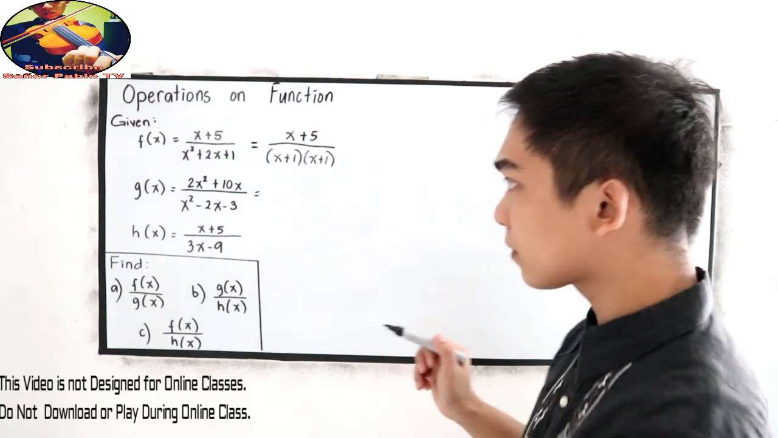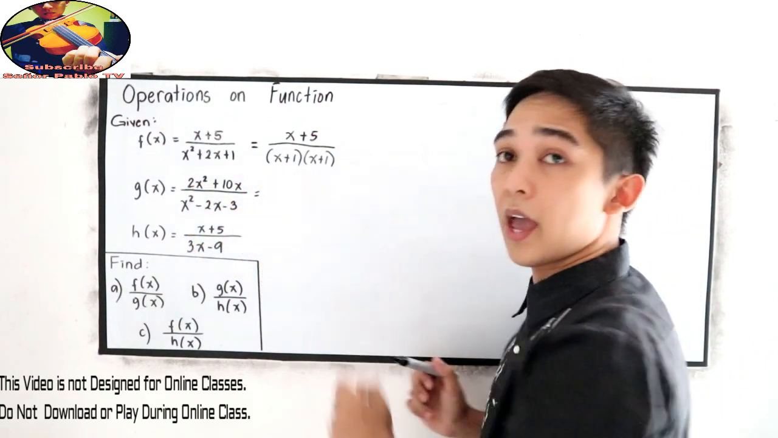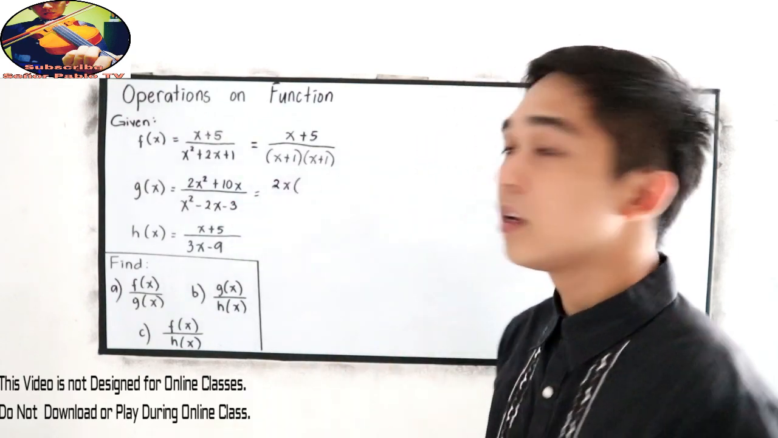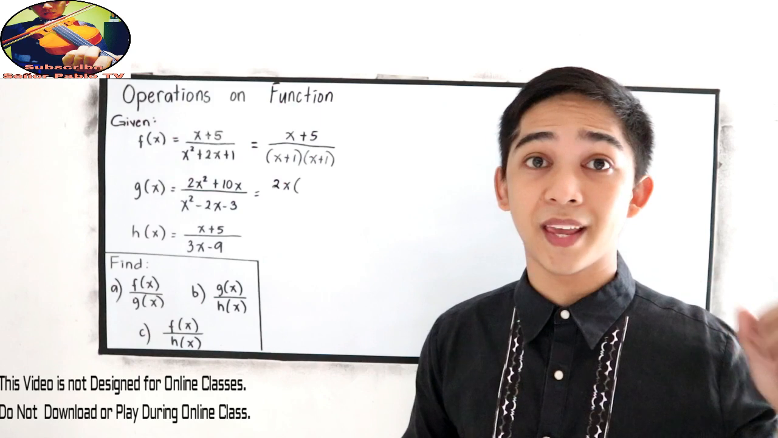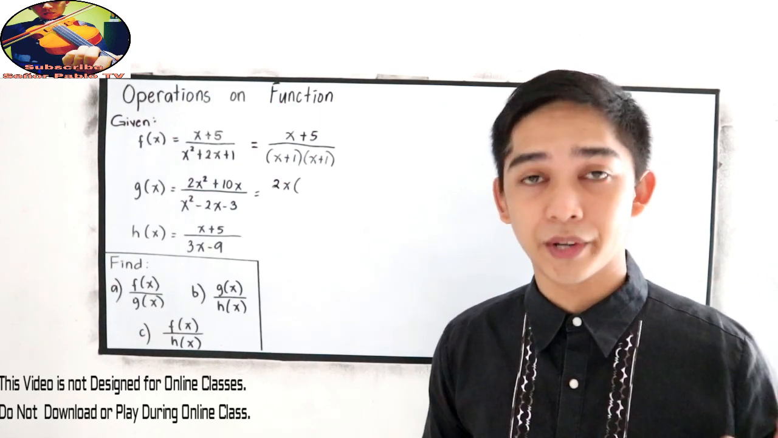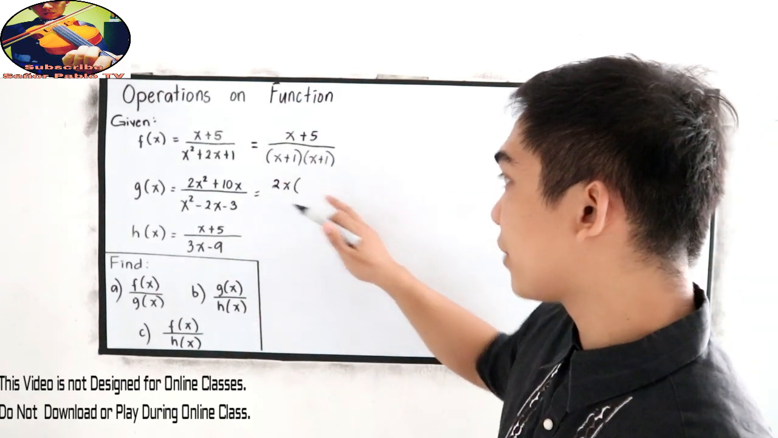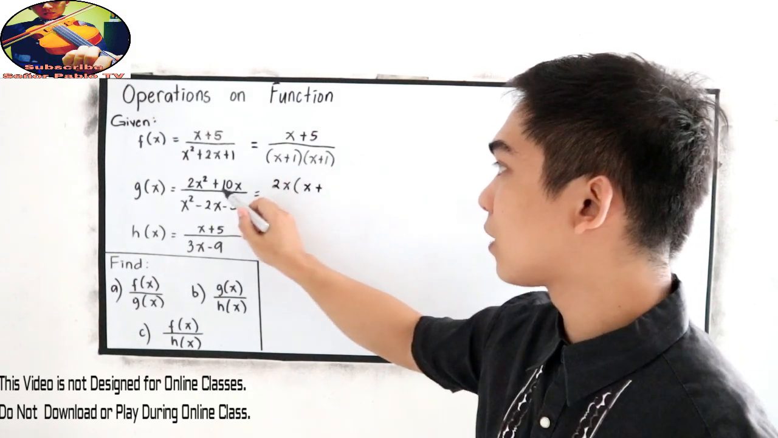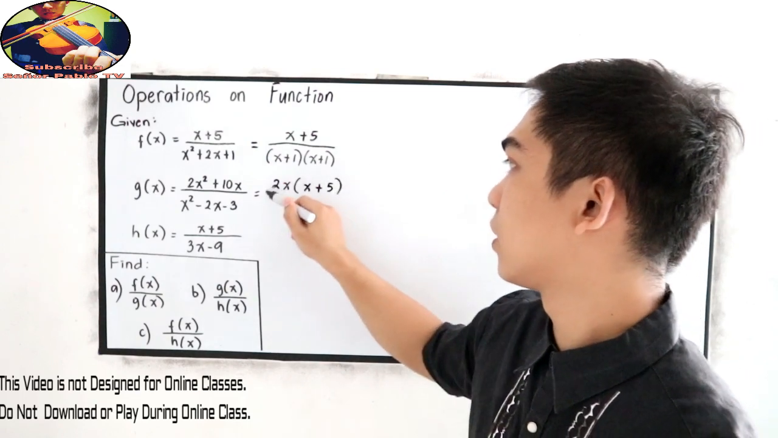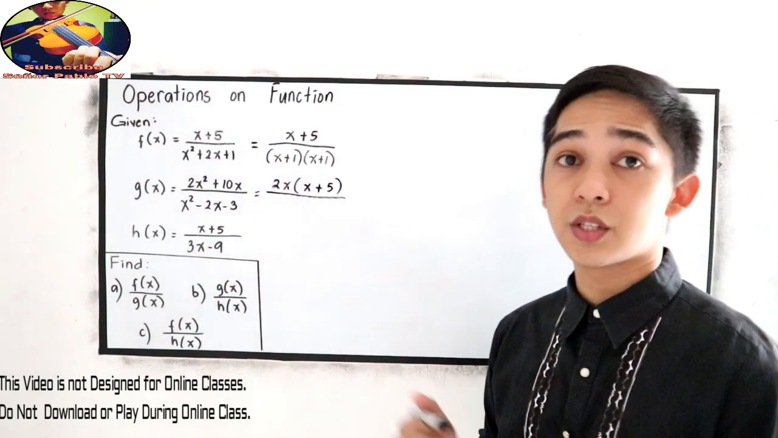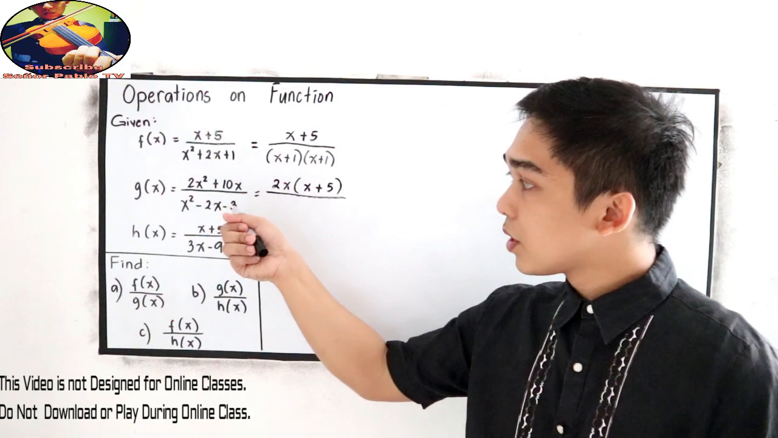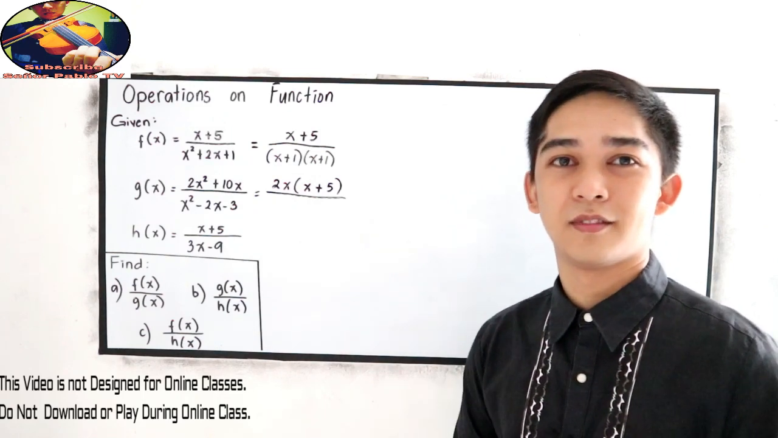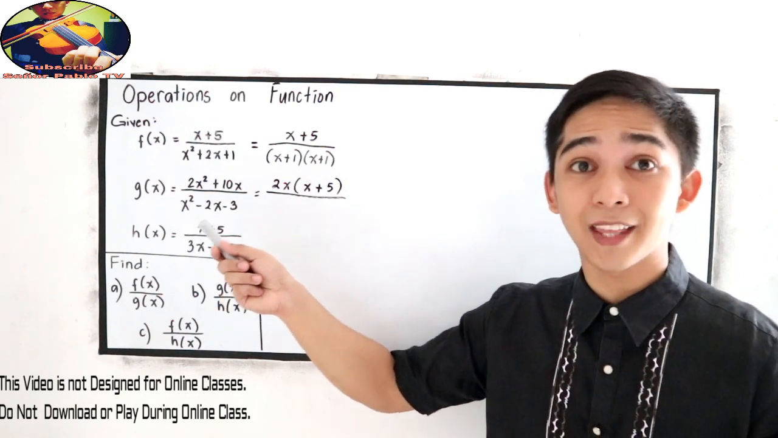Next, for g of x, in our numerator, 2x squared plus 10x, we have the greatest common factor, which is 2x. If you want to review the greatest common factor, please go to our playlist, grade 8 playlist, then find factoring. Now, the other factor is 2x squared divided by 2x, that is x, copy the plus sign, 10x divided by 2x, that would be 5, all over x squared minus 2x minus 3, a general trinomial. If you want to watch our tutorial video on general trinomials, please proceed to our grade 8 factoring. That will help you to get the factors of this expression.